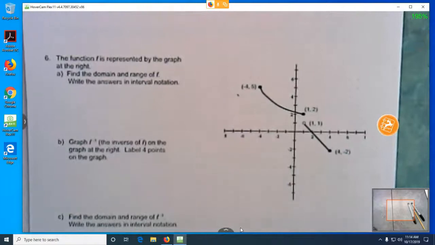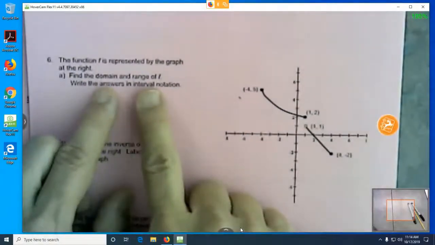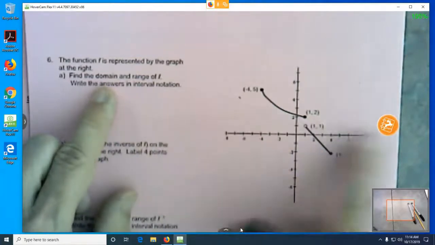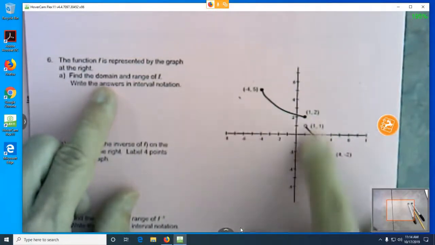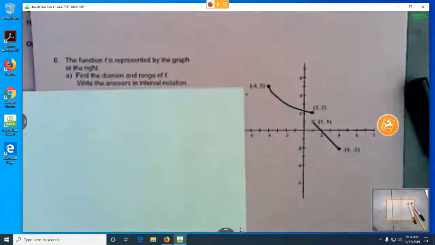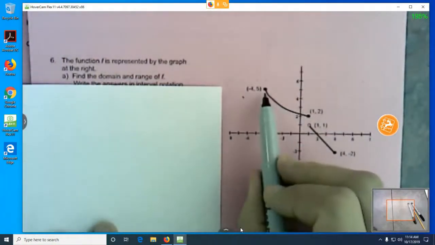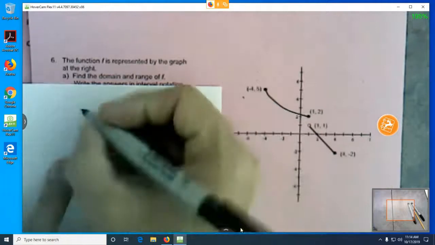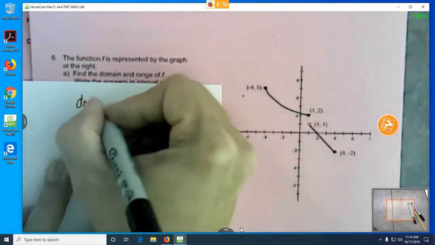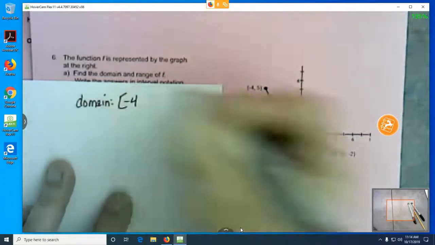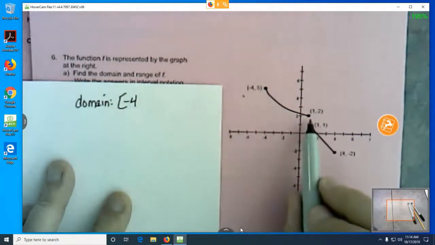So for this, if you're trying to find the domain and the range, remember, for the domain you want to go left to right, for the range you want to go bottom to top. So for this one, for our domain, if we start from here, we don't get to any points on the graph until this one. So our x values start at -4, and then it goes along until here.